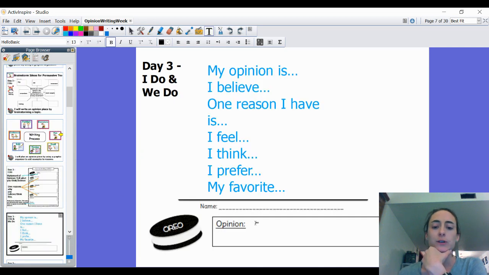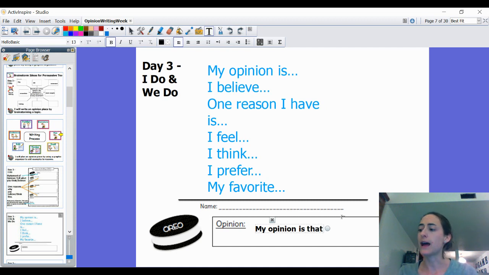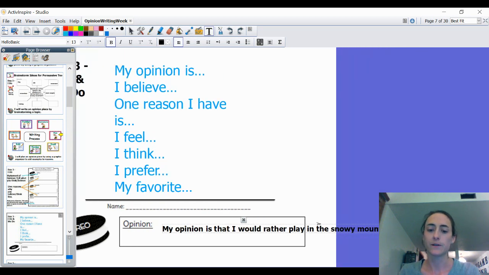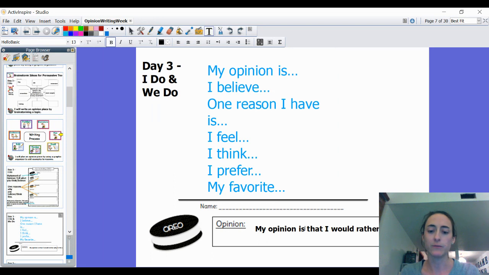Okay, so I will show an example down here. My opinion is that I would rather, because this is a would you rather question, so you're making a choice of two things, I would rather play in the snowy mountains than on a sunny beach. Okay. You guys are getting pretty good at typing now that you have all this practice. I wonder if they'll let me move it. There we go.